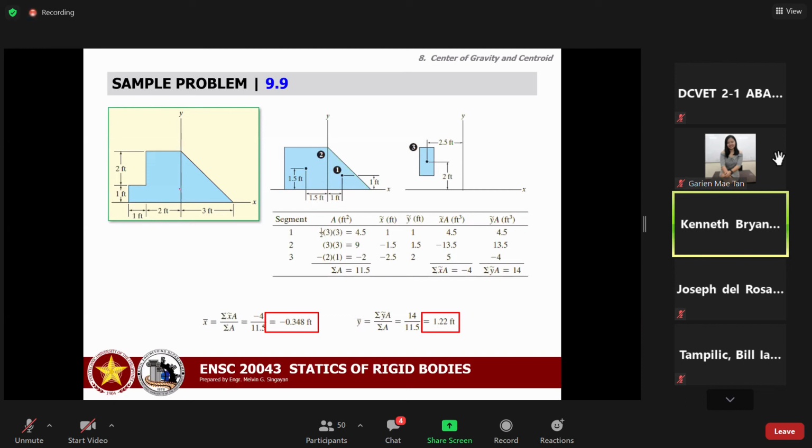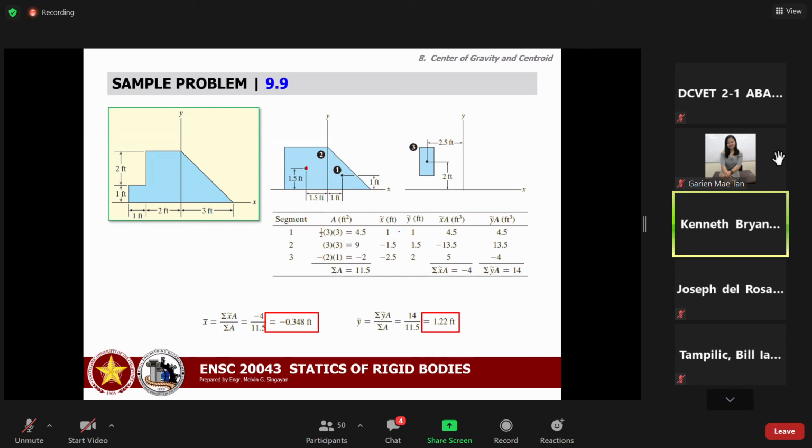Okay. So for segment 2, since this is a square, the area is 3 feet by 3 feet, so 9 square feet. Then the location of the centroid of this square is, of course, in the middle. And this distance is b over 2 and h over 2. So this is 3 feet. The distance of the centroid from the origin parallel to the x-axis is 1.5 feet. Then the distance of the centroid from the origin parallel to the y-axis is 1.5 feet. So x curl is 1.5, y curl is 1.5.